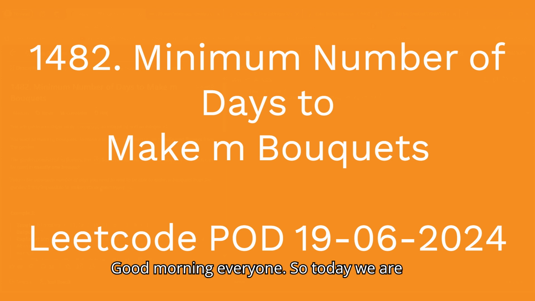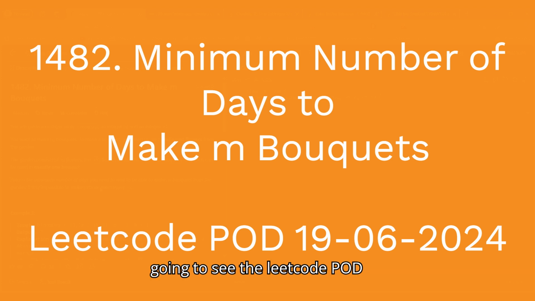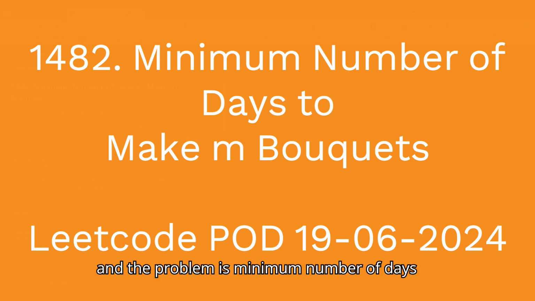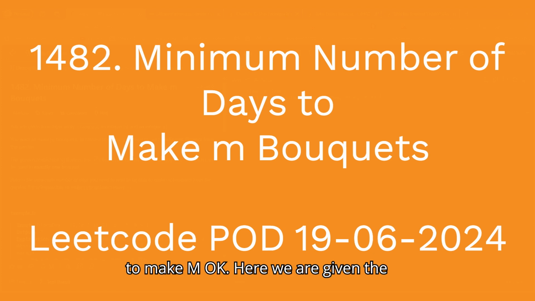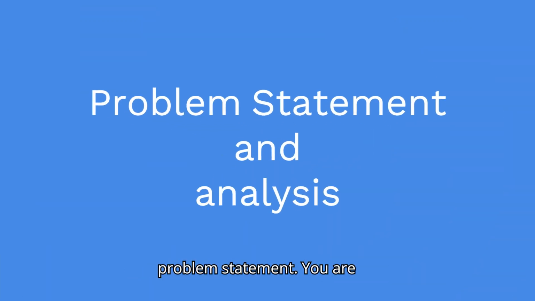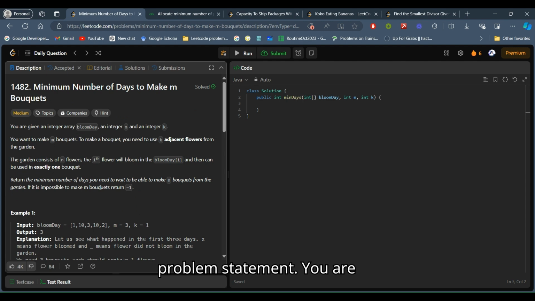Good morning, everyone. So today we are going to see the LeetCode POTD, and the problem is minimum number of days to make M bouquets. Here we are given the problem statement. You are given an integer array bloomDay, an integer M, and an integer K. You have to make M bouquets. To make a bouquet, you need to use K adjacent flowers from the garden.